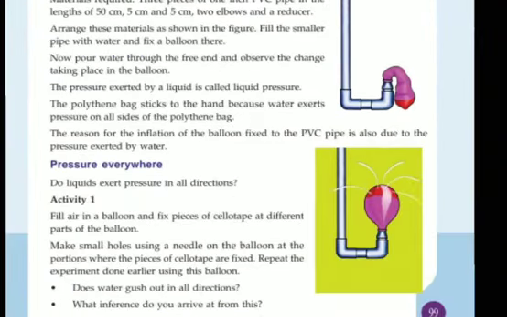Next, under the topic pressure everywhere, here we are going to discuss whether the liquid exerts pressure in all directions. For that, you take a PVC pipe, then fill air in a balloon and fix pieces of sellotape at different parts of the balloon. Then make small holes using a needle on the balloon at the portions where the pieces of sellotape are fixed. Repeat the experiment using this balloon.